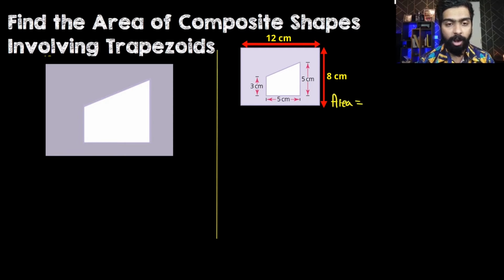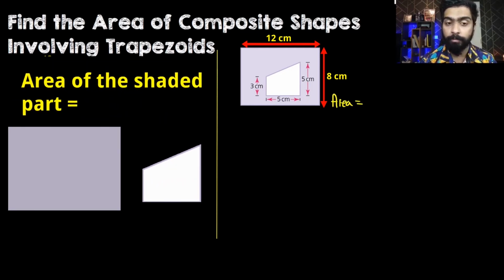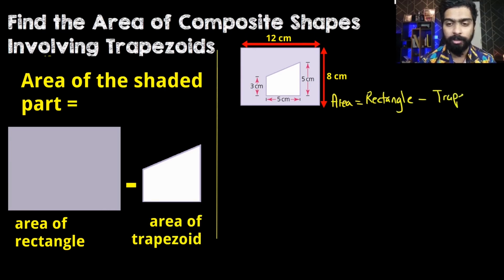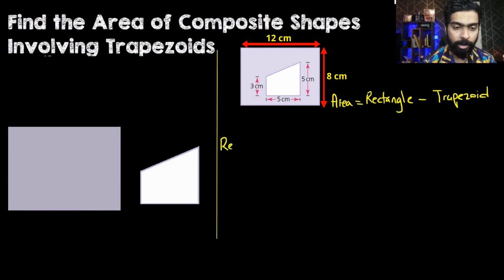So the area of the shaded part will be the area of the rectangle, right? So the rectangle minus the area of the trapezoid, right guys? So if we take the area of rectangle minus the area of the trapezoid, we would get the area of the shaded part. Now let's go ahead and find the area of rectangle.